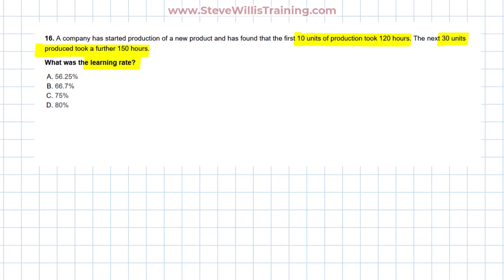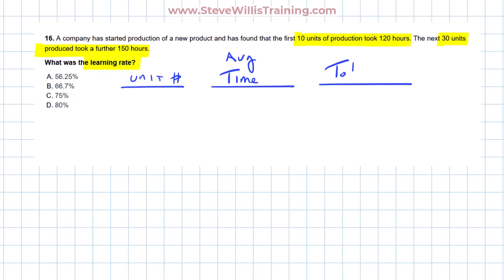Open up a table with 3 columns. This is the same table that's used to teach the learning curve. We're going to work backwards, and we're going to do unit number. Then we're going to do the average cumulative time. Then we can do total time. Any learning curve question like this needs this table.